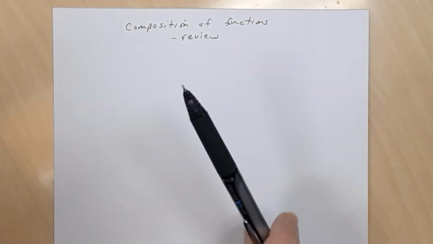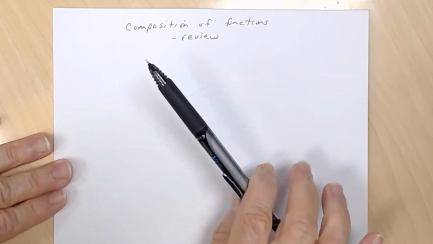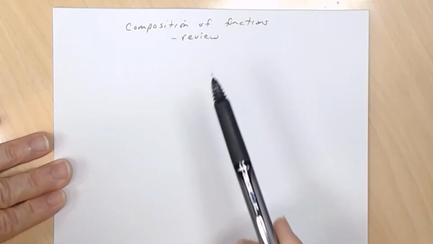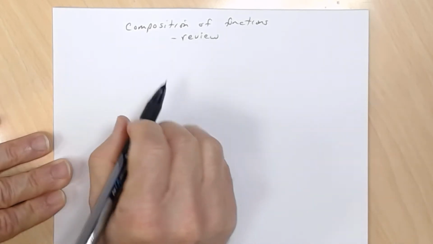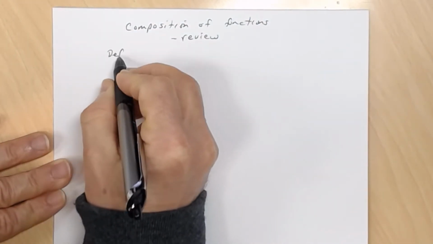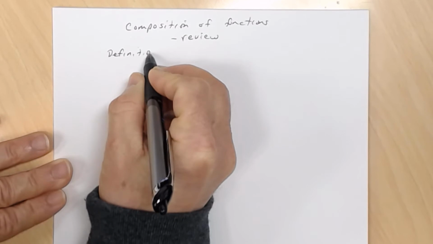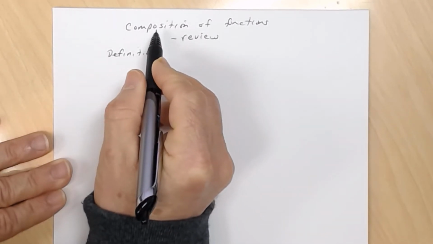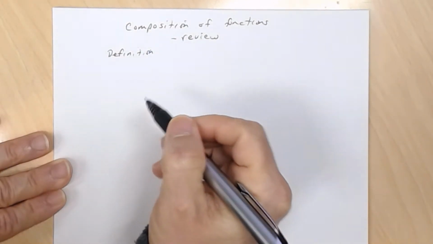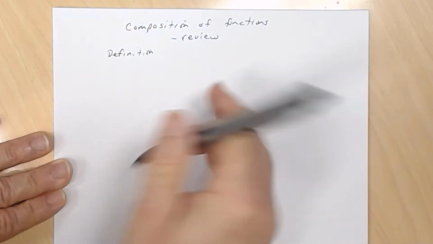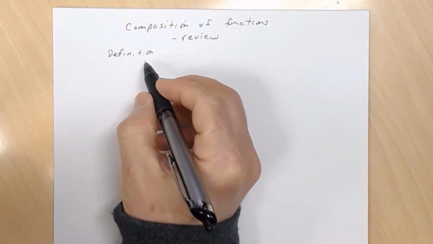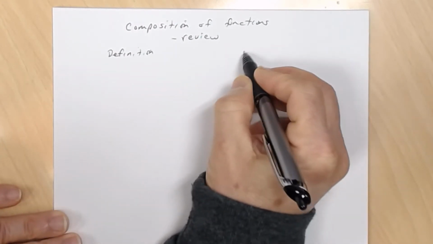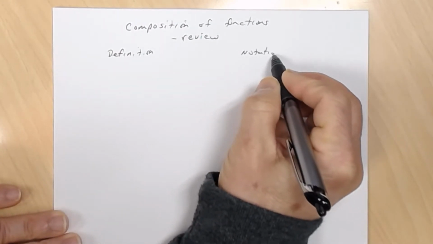Okay, so this is a review on one part of the lesson that dealt with composition of functions. Now, before we look at some examples again, let's remind ourselves about the definition. So basically, when you're looking at composition of functions, you're looking at taking one function and putting it inside of another function. And so the notation is important.